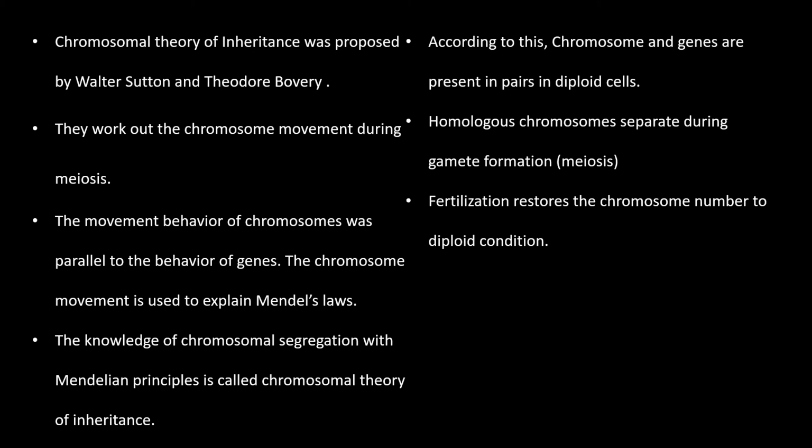According to this, chromosomes and genes are present in pairs in diploid cells. Homologous chromosomes separate during gamete formation. Meiosis and fertilization restore the chromosome number to diploid condition.